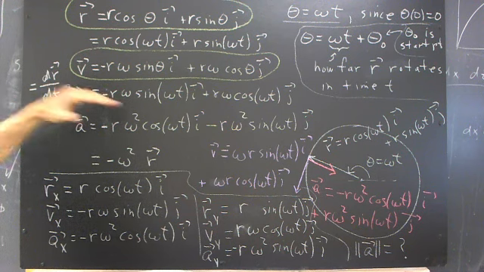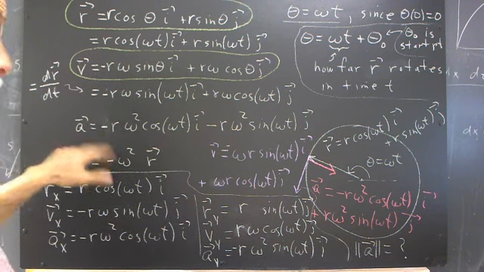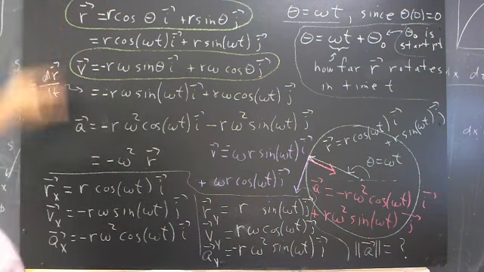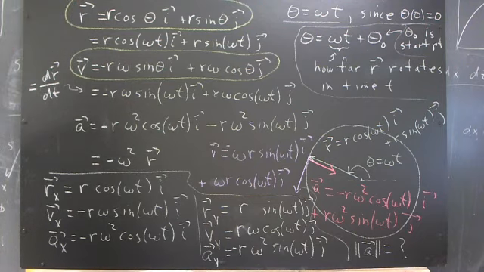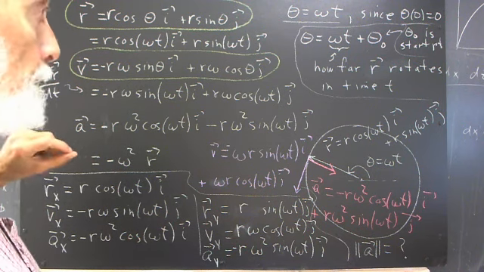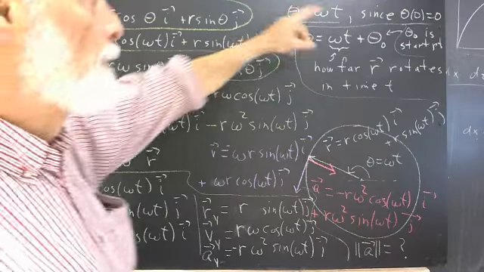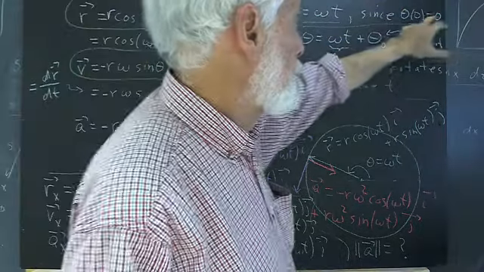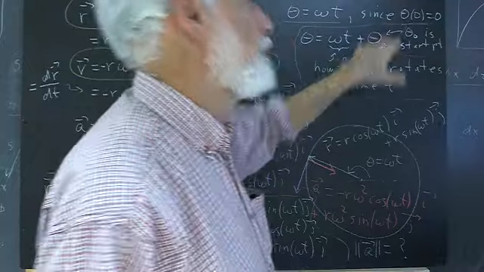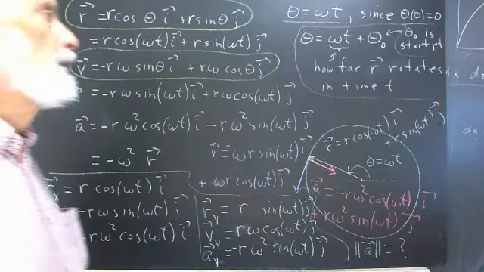Now remember, our question is, what's the a vector? Without looking at this, you should, using this information, be able to determine what the a vector is. Okay, we'll get to that in just a second. I'll go over here and comment just a little bit more on this theta equals omega t, since theta of 0 equals 0. We've already addressed this.